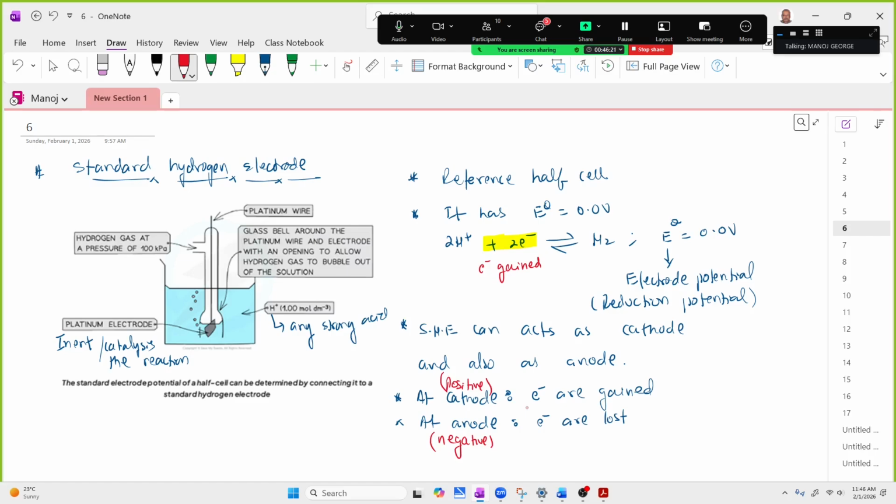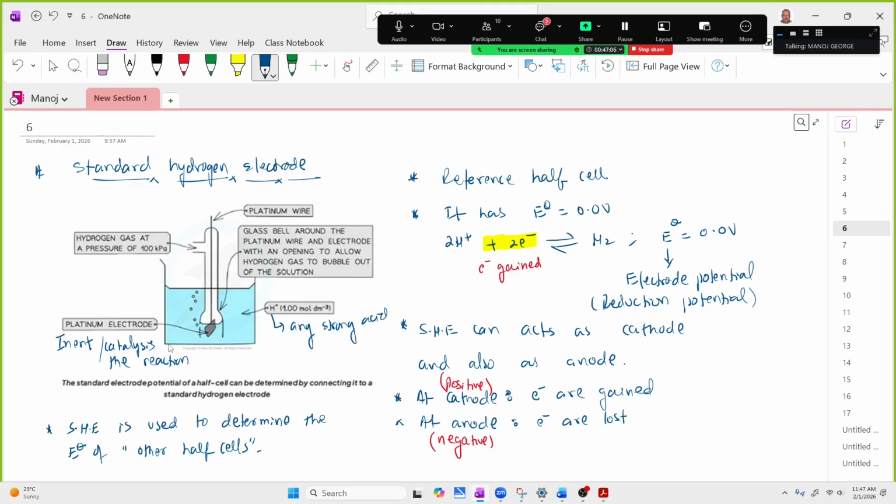Okay, first of all, is everyone okay? There's some stuff about SHE, and there's one more comment about SHE I want to write. So SHE. Why do I need the SHE? So SHE is used to determine the electrode potential. Remember, whenever we write E dot, that's the electrode potential of other half cells. That's the job of SHE.